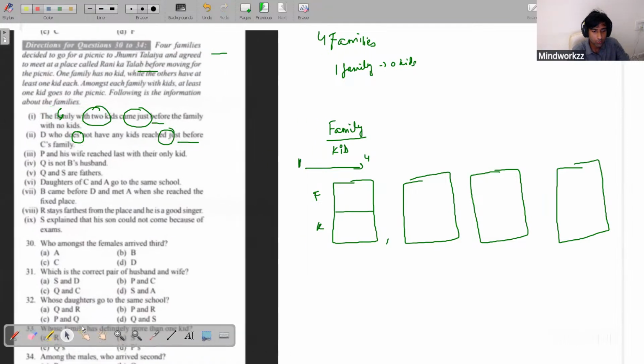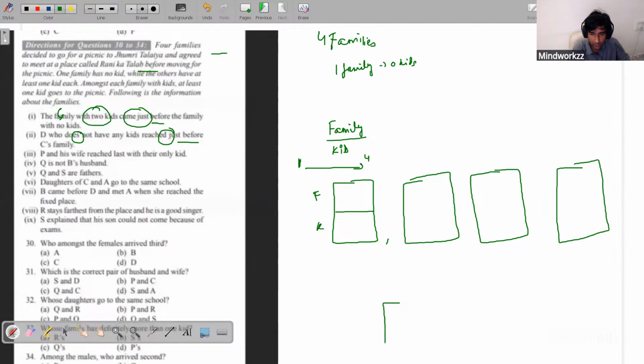Sorry, I just want to move this a little. Yeah. So how do I store it? I store it like this. I made two boxes, right? One box, two box. So a family with two kids came just before the family with zero kids, right? That is what is told to us. So this family came after this family. Okay. Now, if you read the next clue, it directly tells us D, who does not have any kids, reached just before C's family. So D, who has no kids, reached just before C's family.